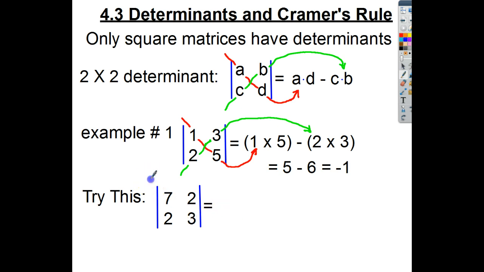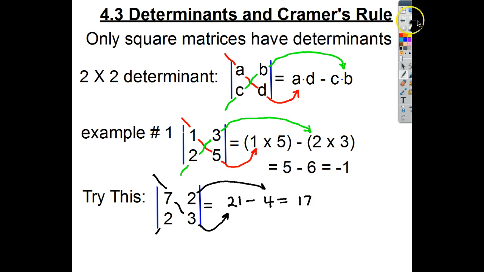Okay, so we should have come on this diagonal here. We should have said 1. Let's see here. Okay, so it should be on this diagonal here. 7 times 3 will give us 21. It's always minus, and going up 2 times 2 will give us 4, and 21 minus 4 is 17.